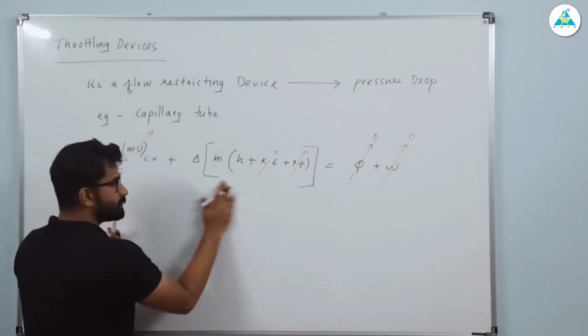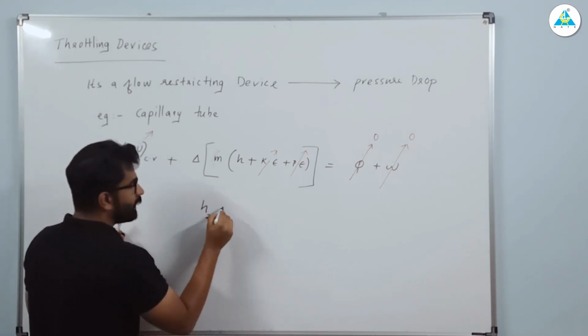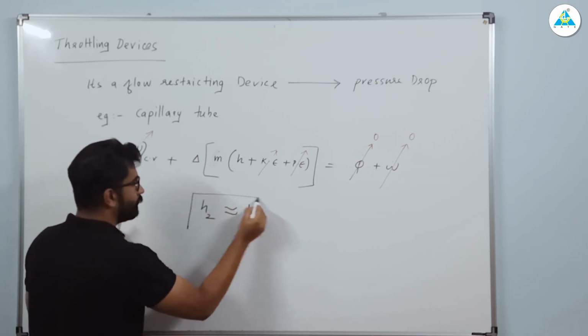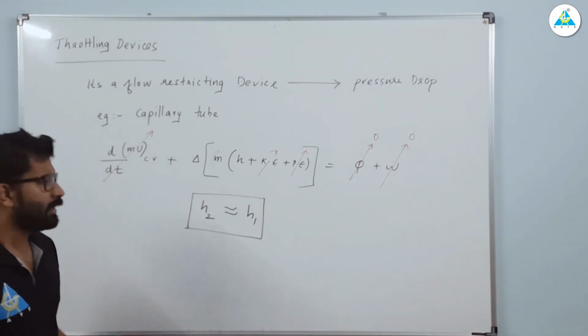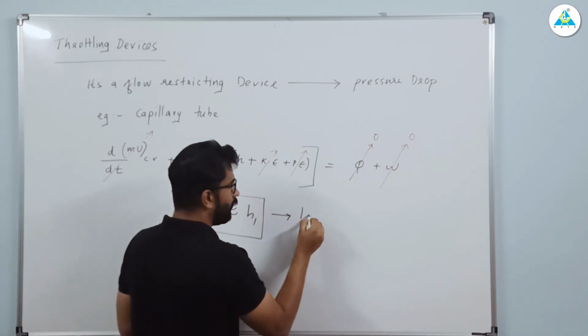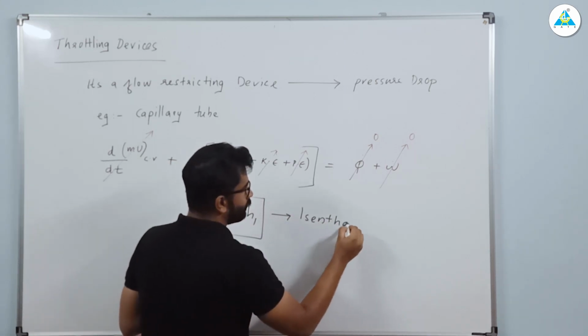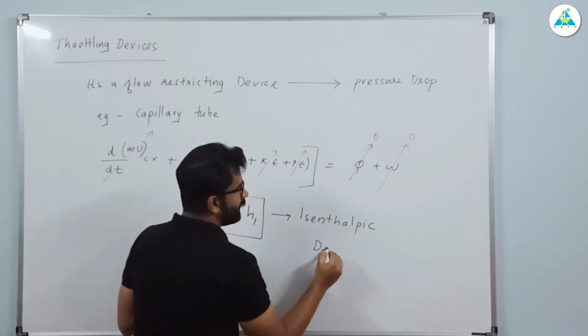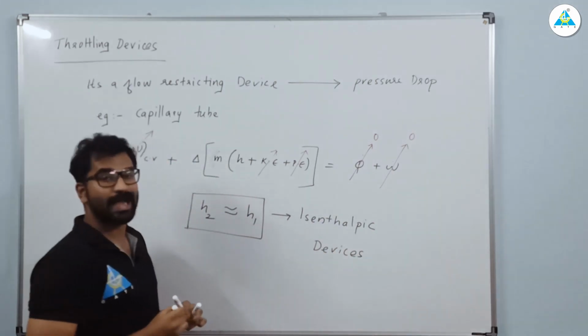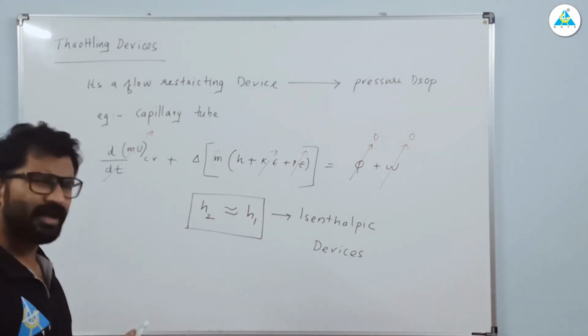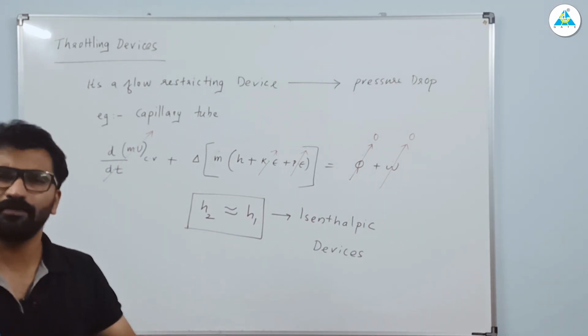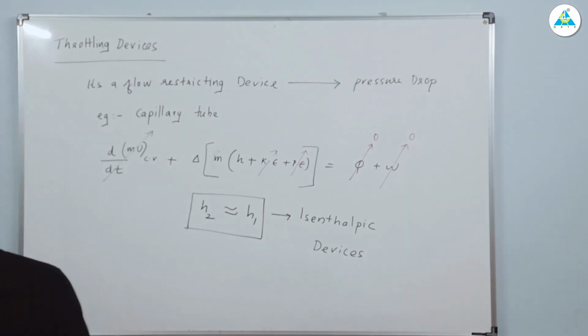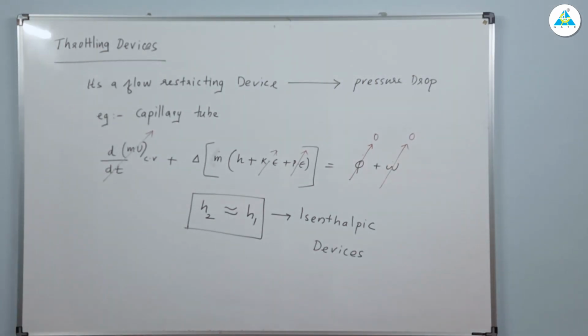So since the ink is not clear on the board, H2 is approximately equal to H1, because all the terms are cancelled out. Due to this reason we call throttling devices isenthalpic devices. The meaning is enthalpy is the same here, just as isothermal means temperature is the same. Isenthalpic means enthalpy is the same for both cases. Is it fine? Isenthalpic devices. Clear?